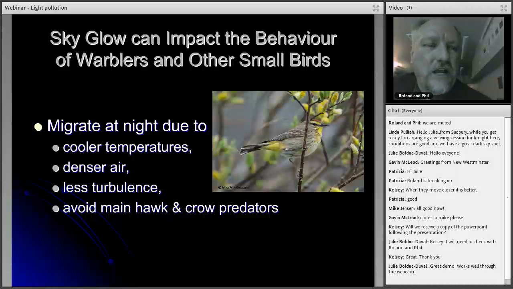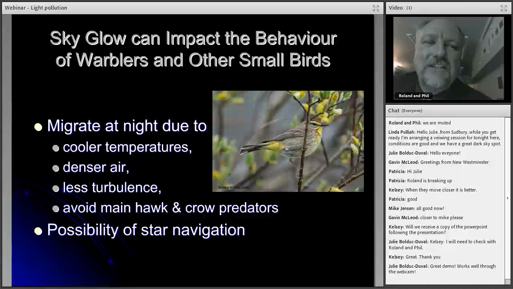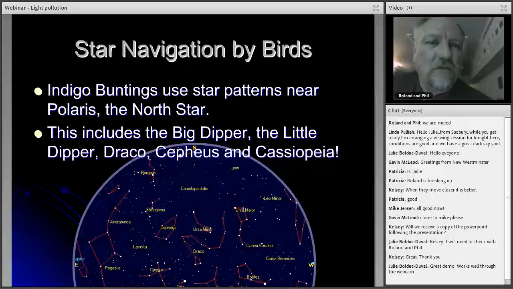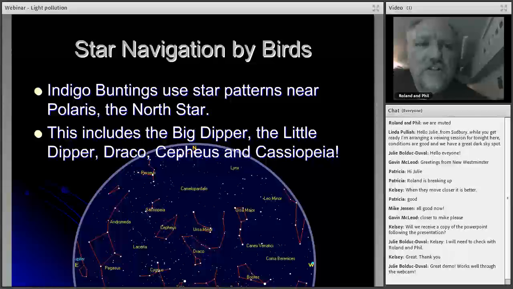There is one other aspect that they like about migrating at night, at least for some of them, and that is the possibility of star navigation. Now, this seems a little far-fetched, but it actually has been studied and been proven to be so. Specifically, indigo buntings were found to use star patterns near Polaris, the North Star.